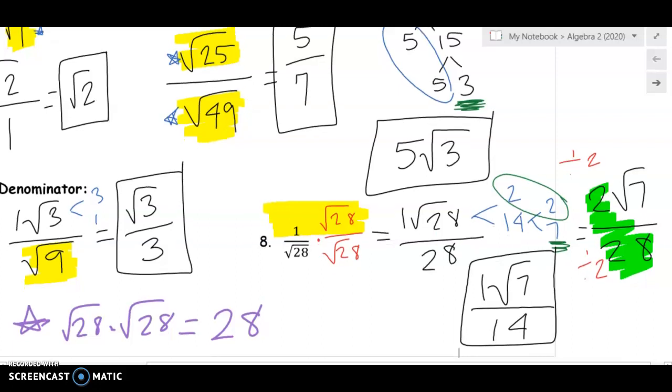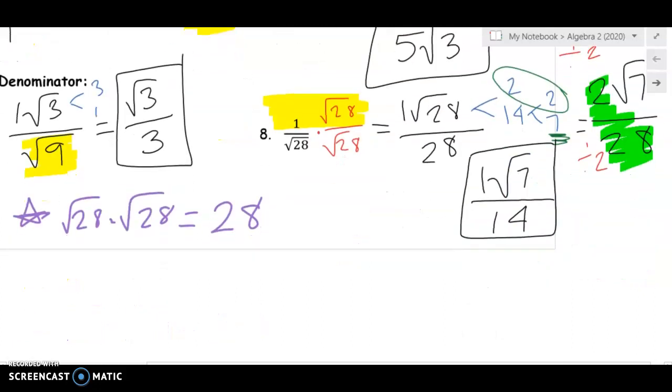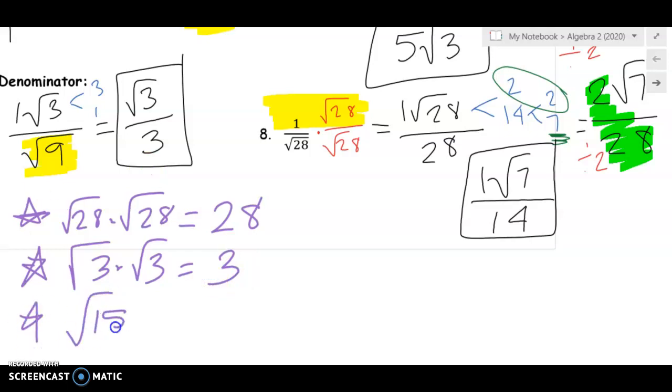I'm going to go back down here to the purple part for a moment. I'm just going to throw out some more examples. If I had the square root of 3 times the square root of 3, that gives me the square root of 9, but if I use my shortcut, it's just going to be 3. What about square root of 15 times the square root of 15? Again, same thing, they match, it's just going to be 15. And you could keep going and going, and I'm just going to keep making up problems.